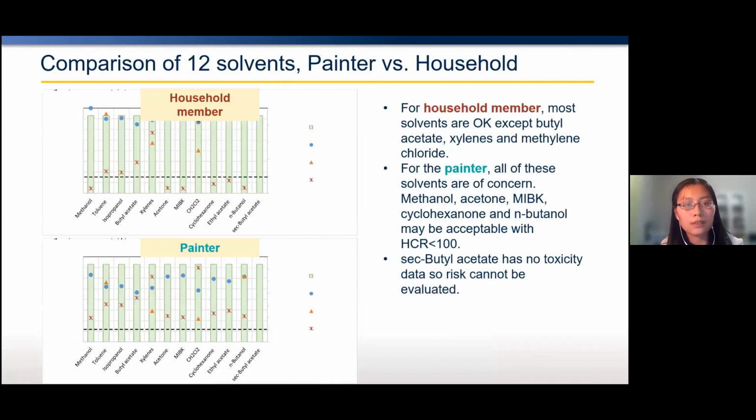Here we compare 12 different organic solvents in the solvent paint, and the upper is the household member and the lower is for the painter. For the household member, you can see that most solvents are okay, except the butyl acetate, xylenes, and methylene chloride. But for the painter, all of the solvents are of concern.